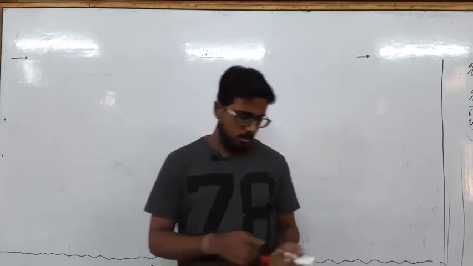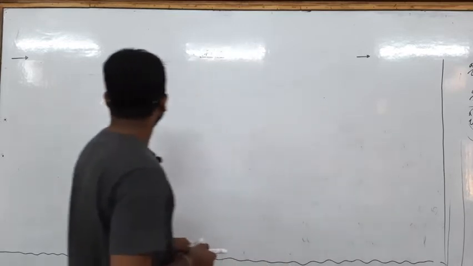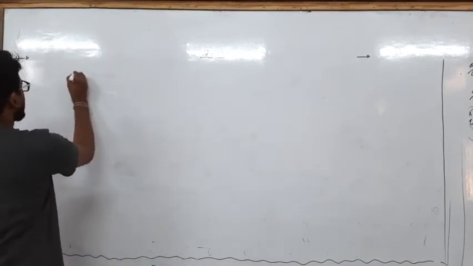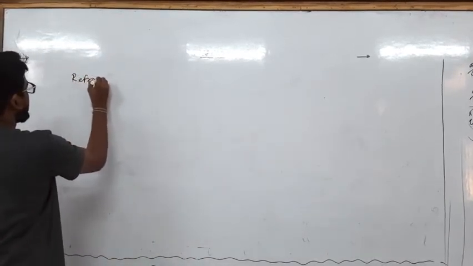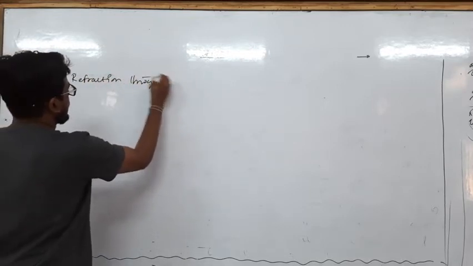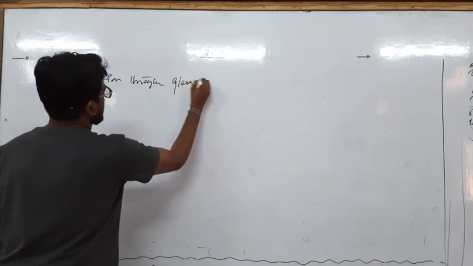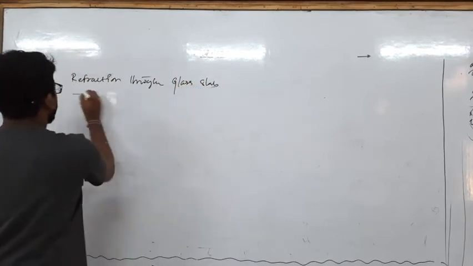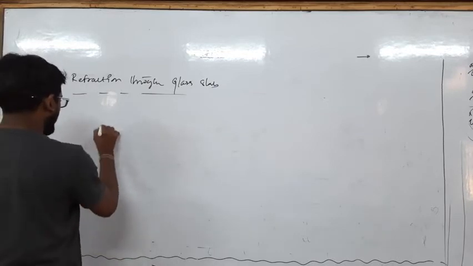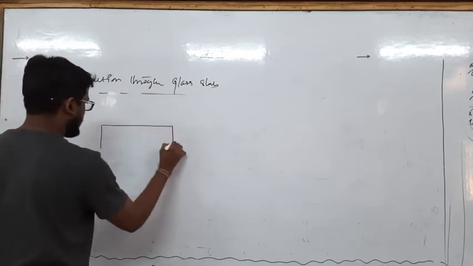So today we are going to discuss how refraction takes place through a glass slab. First of all, we are going to discuss the refraction through a glass slab. So how does light get refracted through a glass slab? Let's consider first a glass slab here.